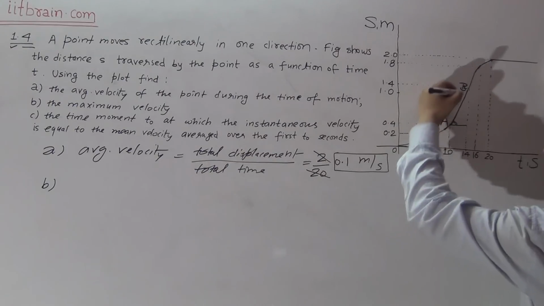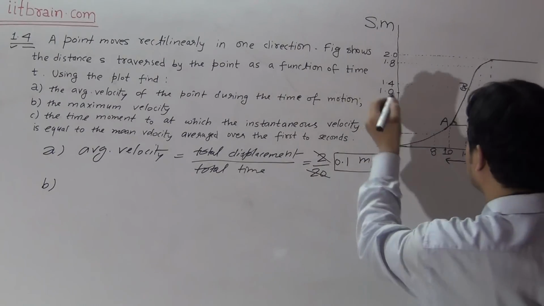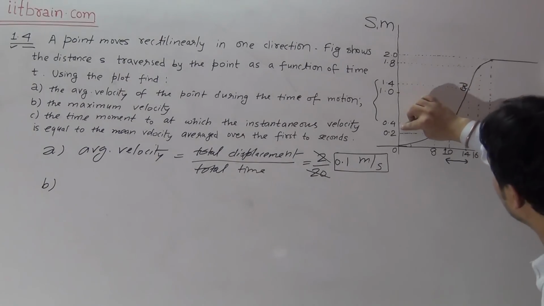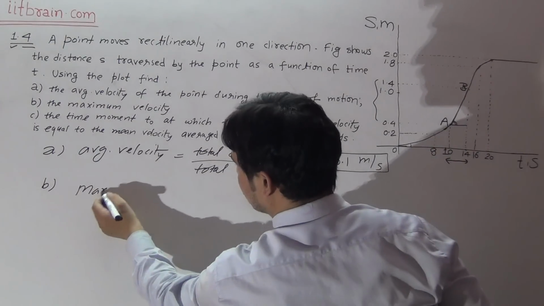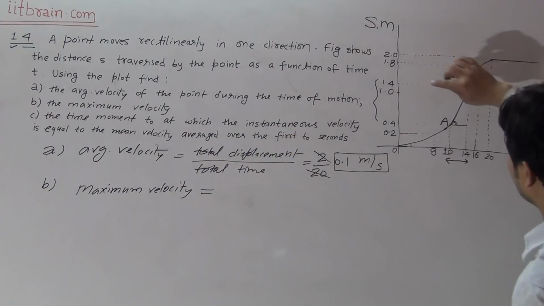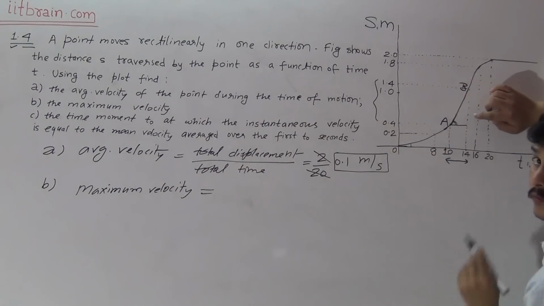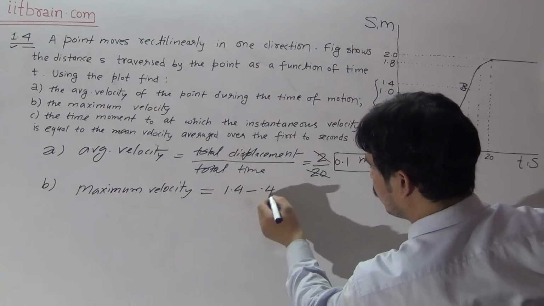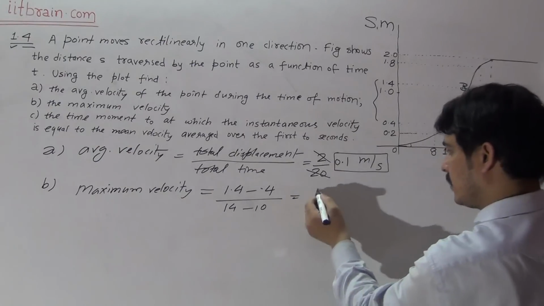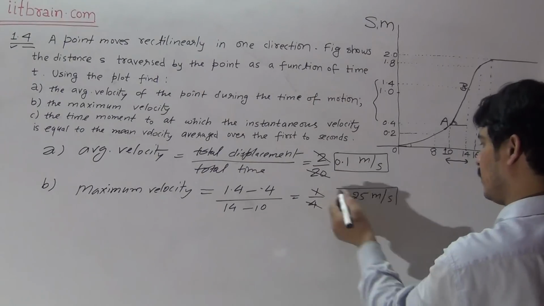In this part AB, the total time taken by the particle is 4 seconds, from 10 to 14 seconds. The distance covered by the particle in this time is from 0.4 meter to 1.4 meter. So the maximum velocity of the particle will be equal to the total displacement, which starts from 0.4 meter and ends at 1.4 meter. So total displacement is 1.4 minus 0.4, divided by the total time taken, which is 14 minus 10. So it is 1 by 4. It means 0.25 meter per second is the maximum velocity of the particle.